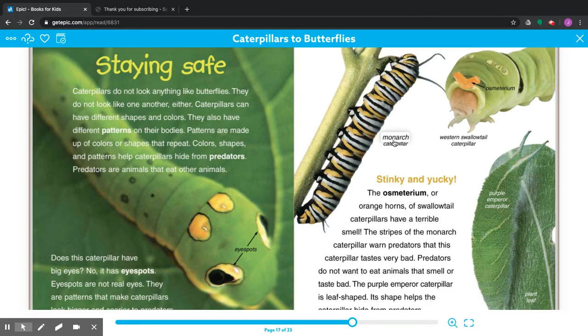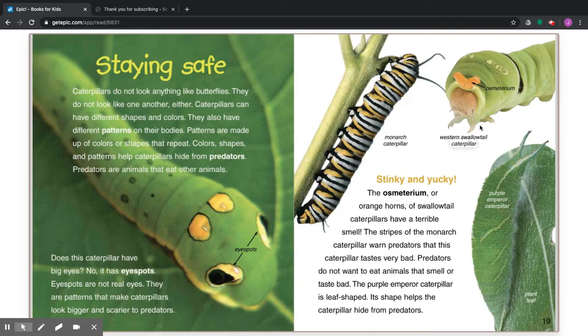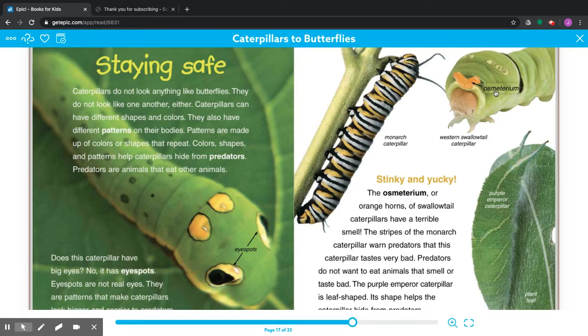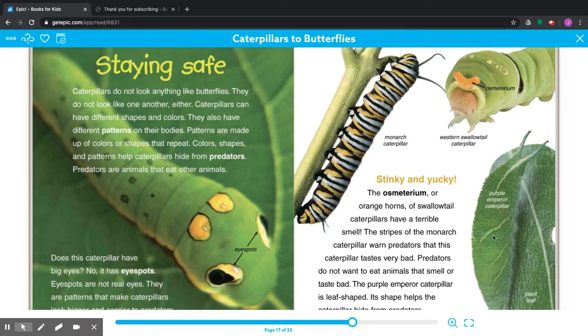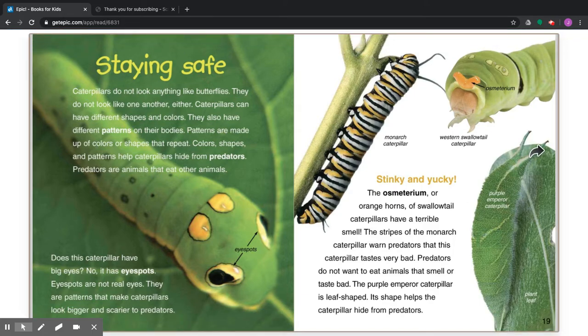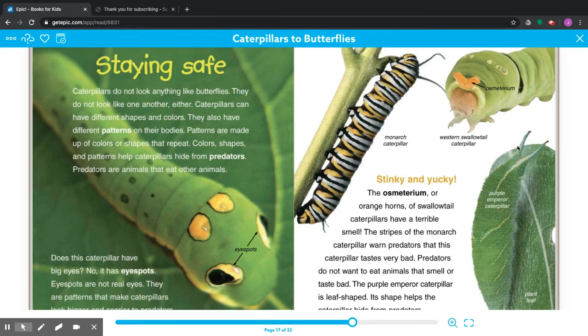So here is a monarch caterpillar, which will become a monarch butterfly. And here's a western swallowtail caterpillar. And this is its osmetarium, or its orange horns. And then this it says purple emperor caterpillar. You can barely even see it. I think you can tell where it is by its tentacles coming off of his head right there. And this is the plant leaf. See how well it blends in? That's crazy.